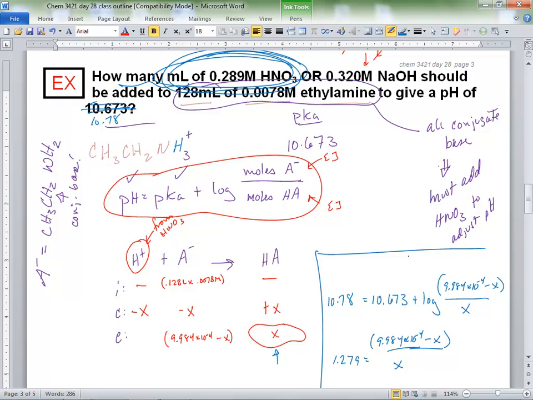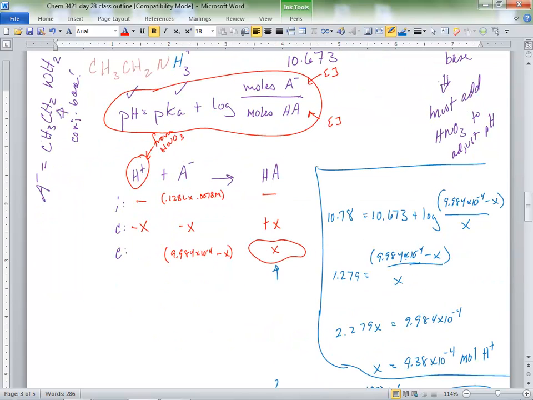All right, so we subtracted both sides from 10.673, raised both sides to the 10 power, ended up with this expression, brought the X over to the other side, multiplied both sides by X, end up with 1.279 times X equals that expression. Add X to both sides, so I really ended up with 2.279X equals that number. All right, solve for X. And then you got to realize, oh man, what was X again? You got to go back. Oh, X is the moles of H plus that I added, because that's what I called my X in the first place.